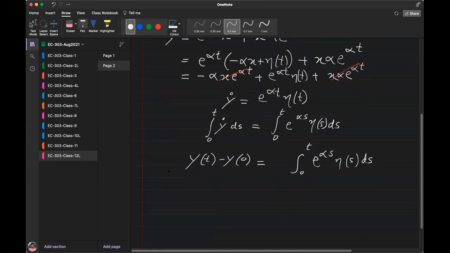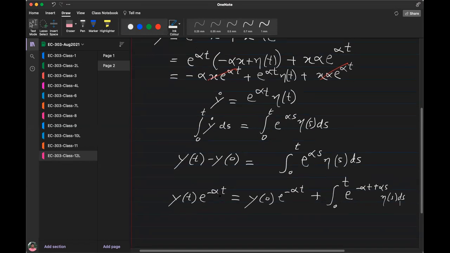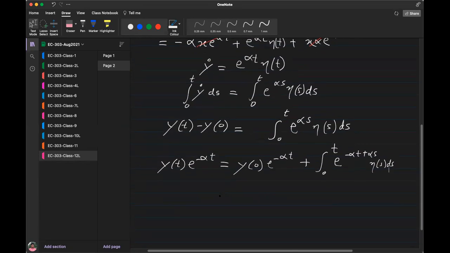So what we now do is multiply the entire equation by e^(-alpha t). Then we have y(t) e^(-alpha t). I'll take the y0 to the right hand side. So y0 e^(-alpha t), plus the integral from 0 to t of e^(-alpha t + alpha s) and so on. Is it fine, everyone?